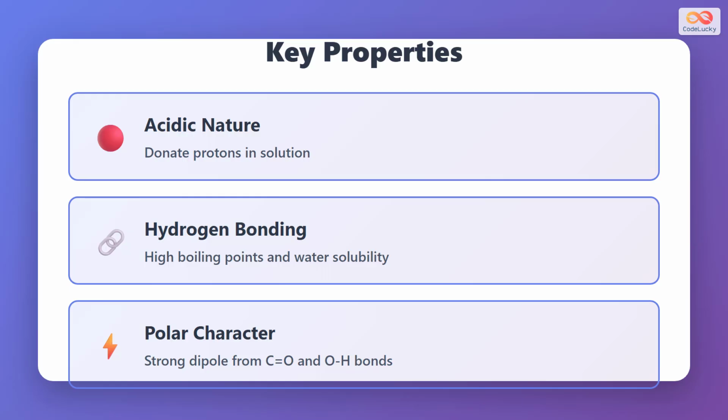Carboxylic acids have three key properties that define their behavior. First, they exhibit acidic nature, meaning they can donate protons when dissolved in solution. This makes them react with bases to form salts. Second, they form strong hydrogen bonds due to the presence of both the carbonyl oxygen and the hydroxyl group. This hydrogen bonding results in relatively high boiling points and makes smaller carboxylic acids soluble in water. Third, they have a polar character because of the strong dipole created by the C=O and O-H bonds, which influences their reactivity and solubility.